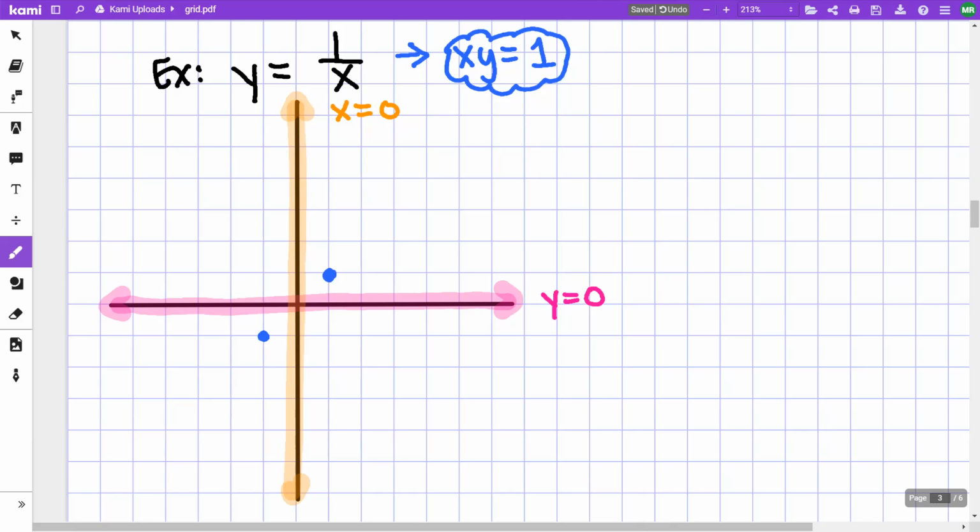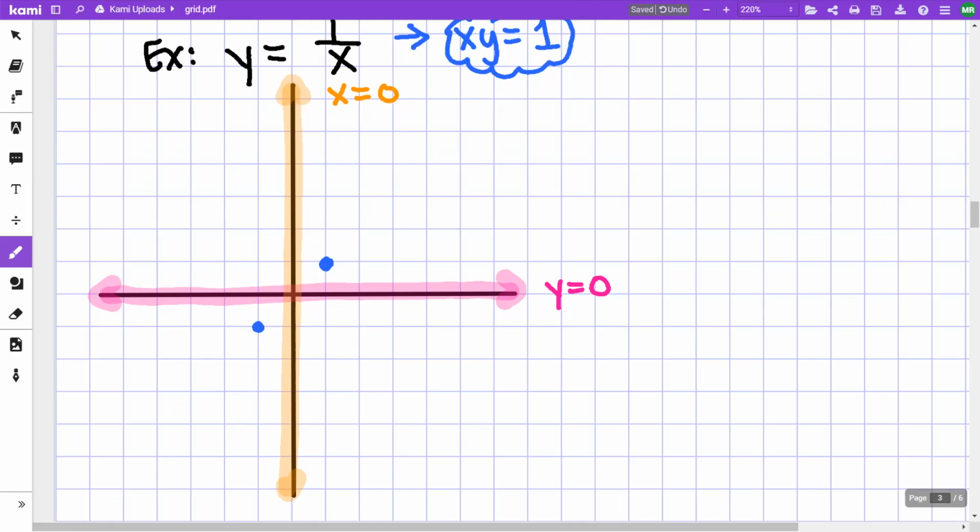The other points are basically, you're just going to kind of draw a curve. And what's going to happen is it's going to be getting closer and closer to that asymptote and closer to that asymptote. We have two branches. That's what we get. That's going to be our graph.